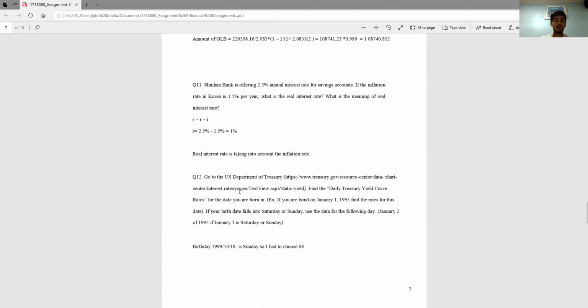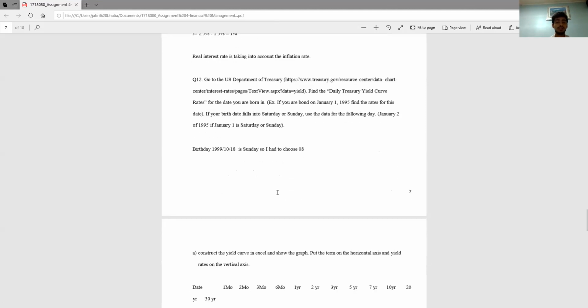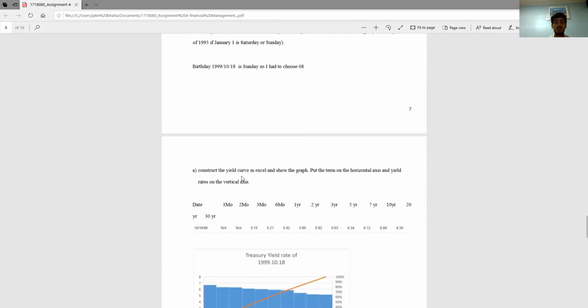Question number 12, on the basis of data. My birth date is 1999, 10, 18, which is Sunday, so I chose 8. Construct the yield curve in Excel and show the graph. Put the terms on the horizontal axis and yield rate on the vertical axis: first month, second month, third month, fourth month, fifth month, 1 year, like that.